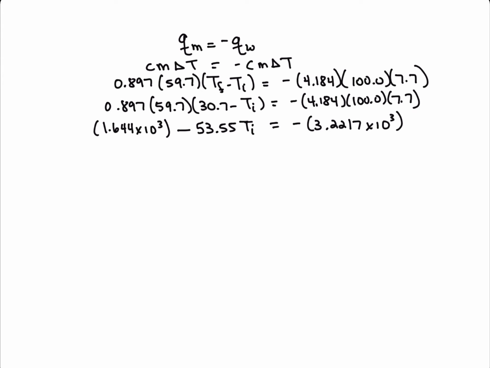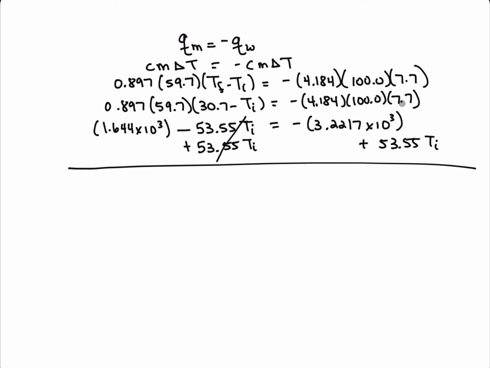In order for us to solve for this equation, we have to get our numbers on one side and our variables on another side. So the first thing I want to do is go ahead and add 53.55 Ti on both sides. This cancels it on the left side.